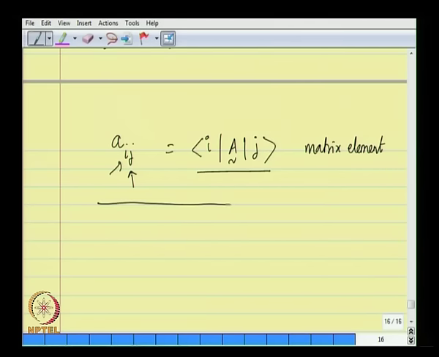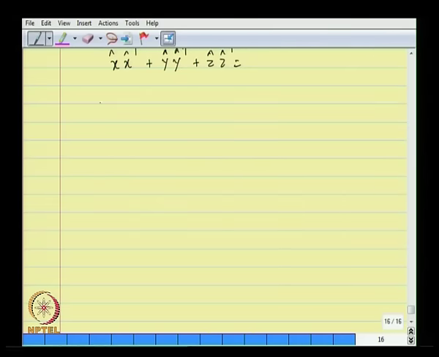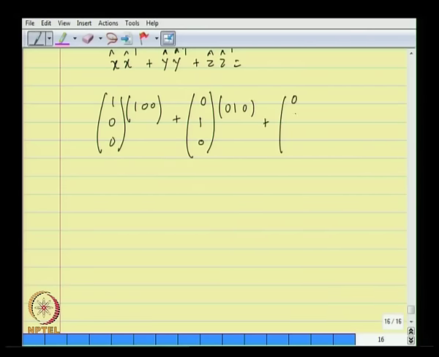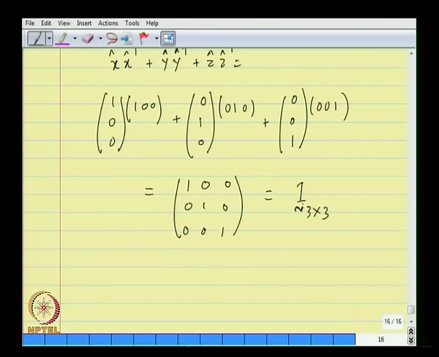One last thing, in three dimensions, if we write |x⟩⟨x| plus |y⟩⟨y| plus |z⟩⟨z|, if we do that, you can see immediately that in three dimensions, the x is given by (1, 0, 0) multiplied by (1, 0, 0) plus the y is given by (0, 1, 0) multiplied by (0, 1, 0) and the z is given by (0, 0, 1) multiplied by (0, 0, 1). The sum is going to be the identity matrix with rows 1, 0, 0, 0, 1, 0, 0, 0, 1, which is usually written as the identity matrix in three dimensions. It is an operator. Okay.